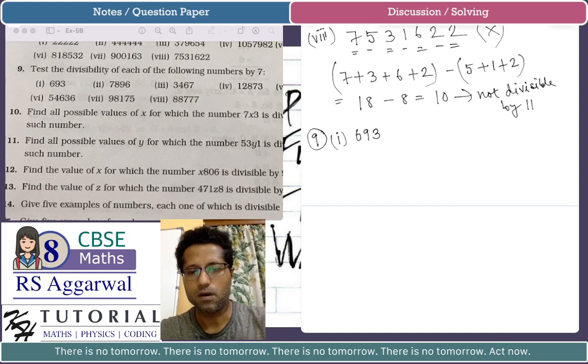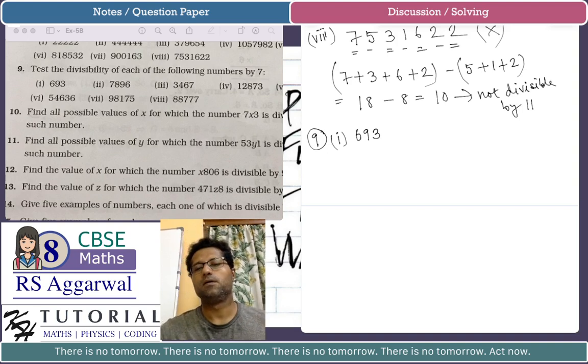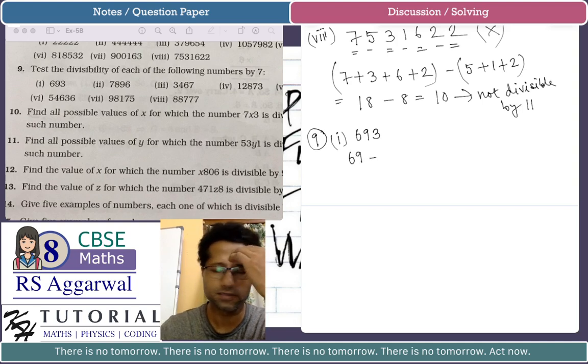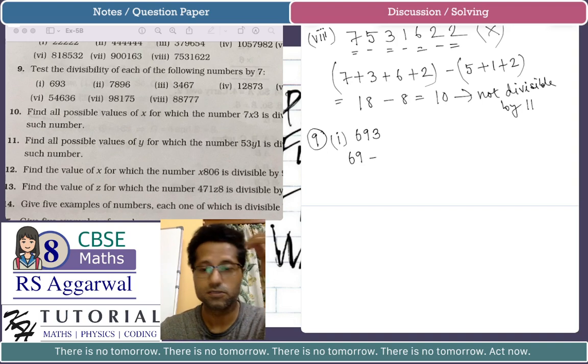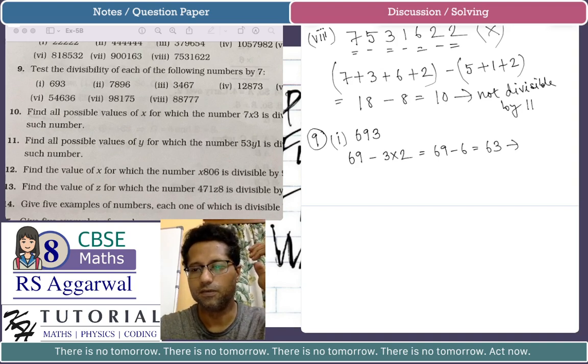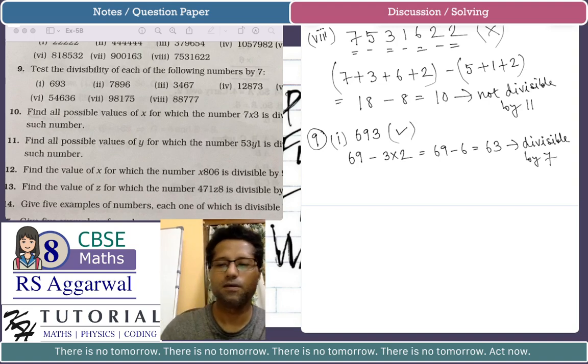subtract the number formed by excluding the units digit, which is 69. From this number, subtract twice the units digit, that is 3 into 2. This is equal to 69 minus 6. This is equal to 63. Of course, 63 is divisible by 7. Hence, the number is divisible by 7.